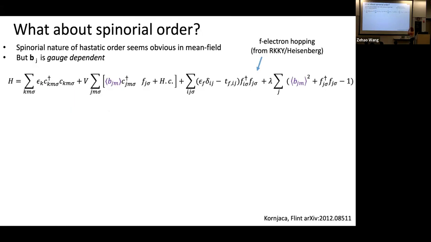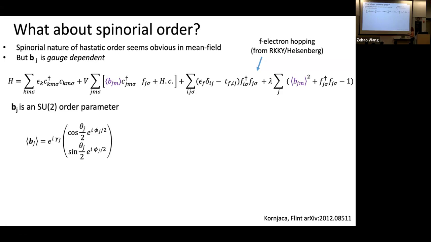So let's talk about, putting back up here the mean field Hamiltonian, and I've added now an F electron hopping term, which, as I said, comes generically from RKKY or Heisenberg terms. I call them F electrons. Again, remember that until they hybridize, they're spinons. Essentially, they're neutral particles. So this is like a spin liquid term.